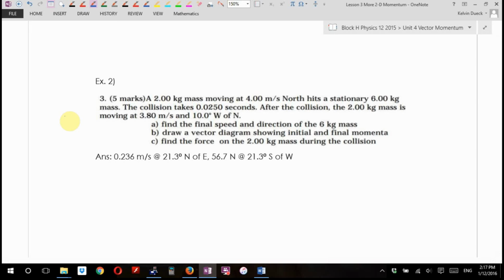Number 3. I'm just going to talk about it, okay? What does A want me to find? What's a fancy word for speed and direction? Looking for a word that begins with the letter V. Okay, is there a collision? Are there angles? I see north and I see 10 degrees west of north. Yes. So it would be very similar to what we just did. Could we do it? Yes, it would be cosine law, sine law. What does B want me to draw?